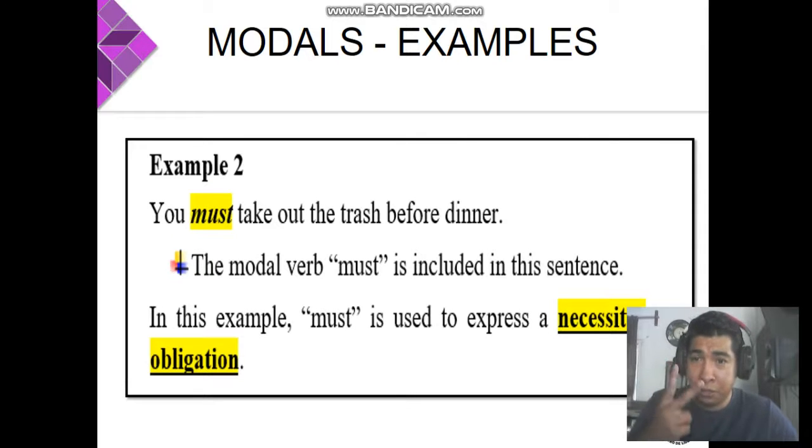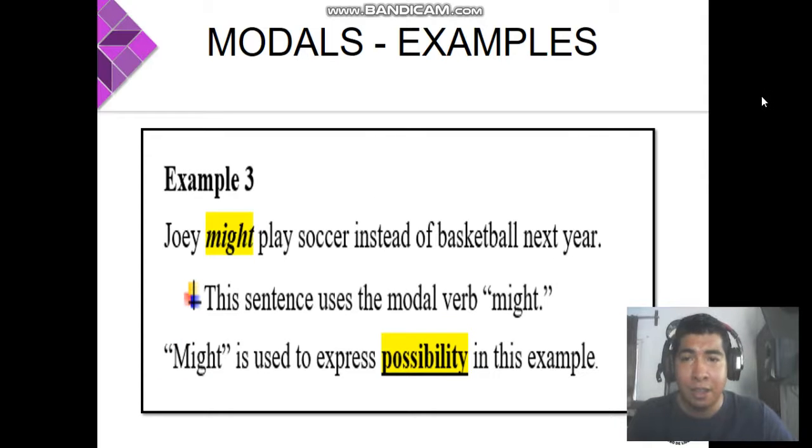El example number 2 says here, you must take out the trash before dinner. I repeat that. You must take out the trash before dinner. Eso quiere decir que tú debes sacar la basura antes de cenar. The modal verb that we use here is must. ¿Sí? En este caso estamos utilizando la palabra must. In this example, must is used to express a necessity or obligation. Es decir, when we use the word must, cuando lo utilizamos en una sentence, lo más probable es que estamos hablando de una necessity, algo que necesita hacer la persona, o una obligation.